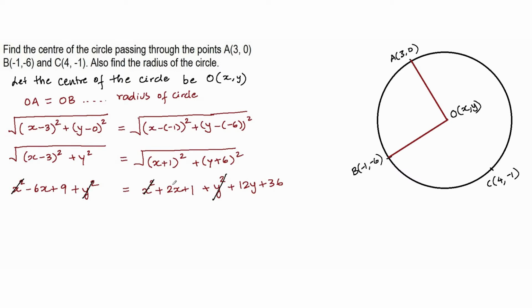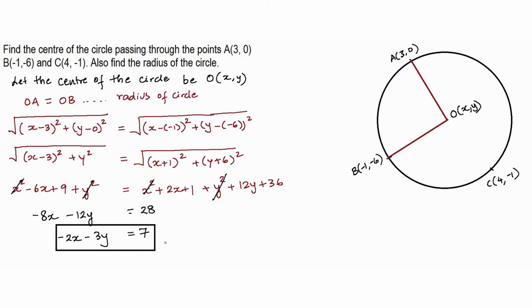So therefore, I can shift the 2x to the left hand side. So negative 6x, negative 2x becomes negative 8x. 12y also shifts to the left hand side. So negative 12y. And on the right hand side, I have 36 plus 1 is 37. 37 minus 9 is equal to 28. Dividing throughout by 4, I get negative 2x, negative 3y is equal to 7. So this is going to be my first equation.